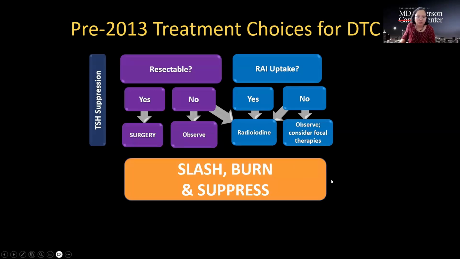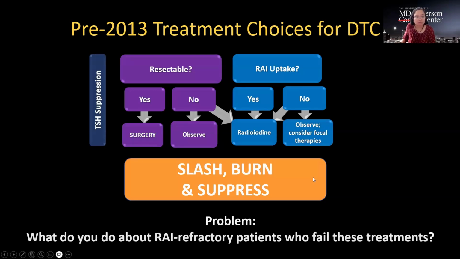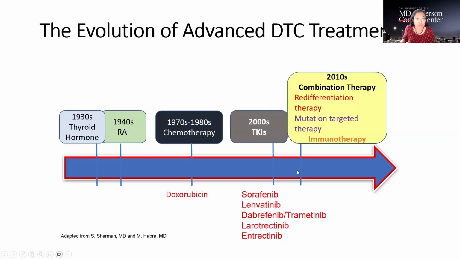So historically, we used to follow the slash, burn, and suppress algorithm. That means slash is surgery, burn is burn with radiation or radioactive iodine, and suppress the tumor from growing with more thyroid hormone. But what do you do if this cancer comes back despite doing all of this? That led to the evolution of treatment of advanced differentiated thyroid cancer management. Back in the 1930s, we first had thyroid hormone, which if you gave more of it, kept the cancer in check.